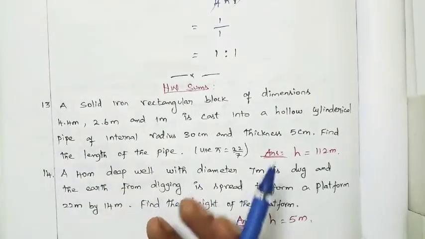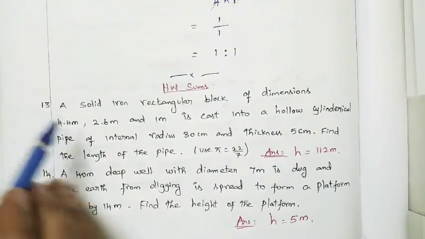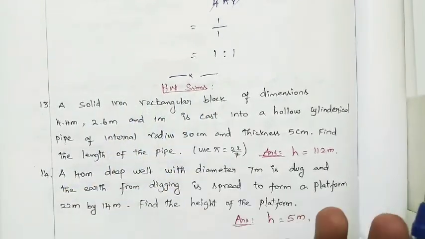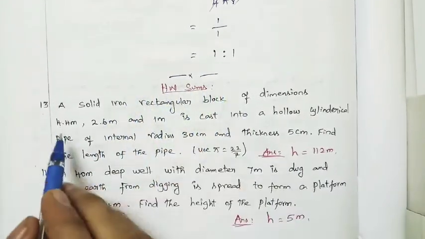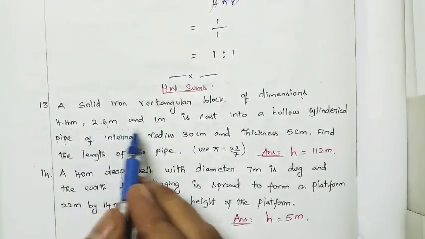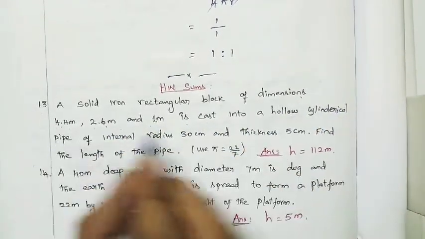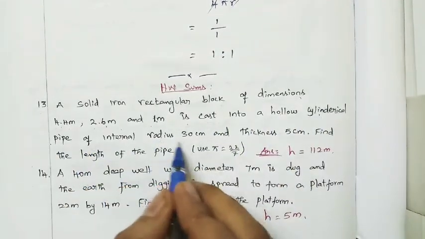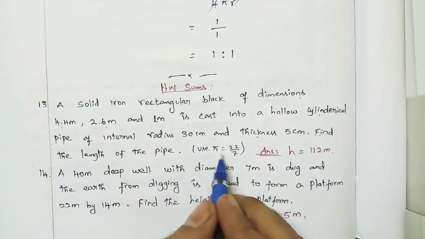Sum number 13, right? 12 we have completed. 13 and 14 are your homework sums, right? Sum number 13: a solid iron rectangular block, that means cuboid, right? So we have length, breadth and height, of dimensions 4.4 meter, 2.6 meter and 1 meter, is cast into a hollow cylindrical pipe of internal radius 30 centimeter and thickness 5 centimeter. Find the length of the pipe.